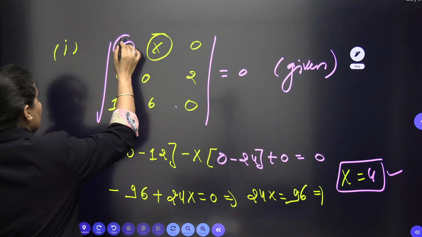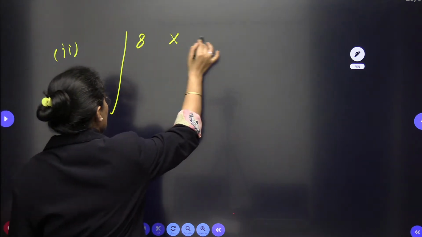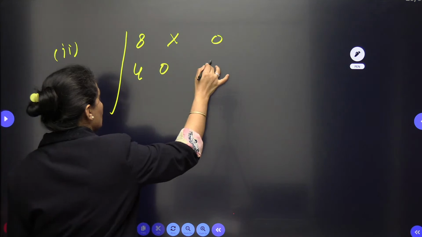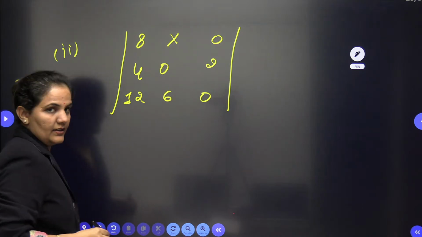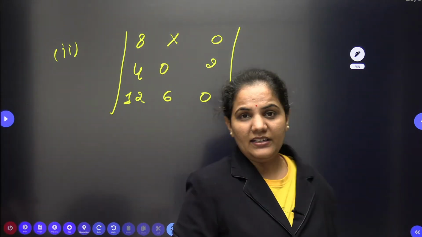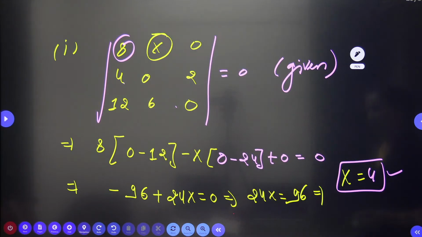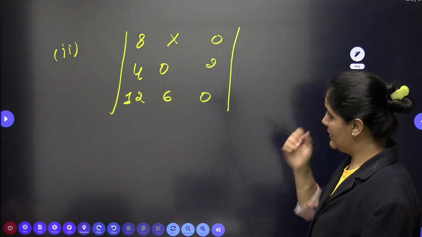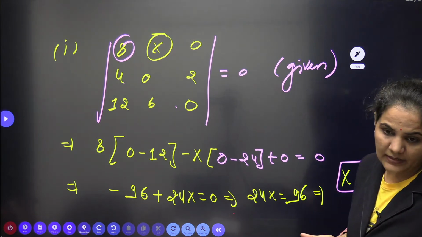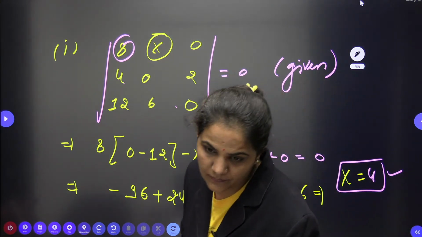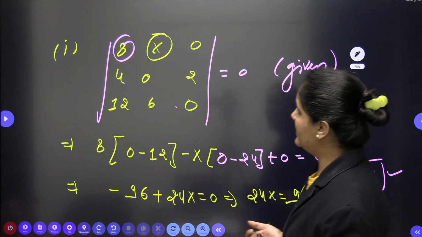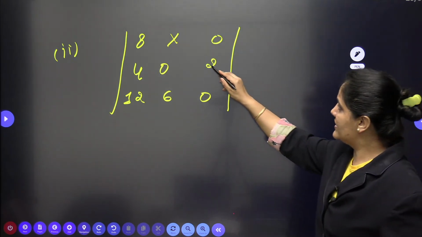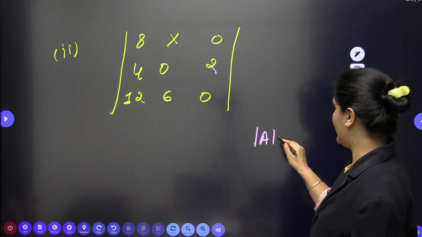Suppose if I want to go with the second method, then in this case, what is my matrix? I am putting here again: 8, x, 0; 4, 0, 2; and 12, 6, 0. All right, now I can understand this very easily, that you are already saying, ma'am, the determinant of this matrix is 0.